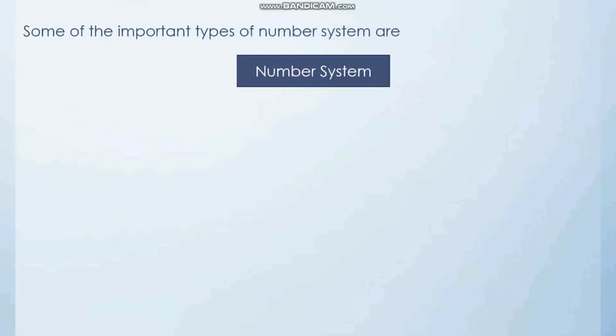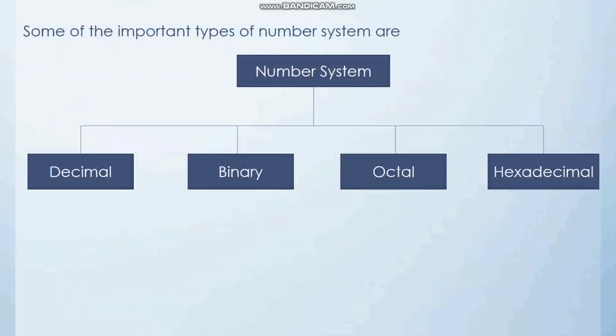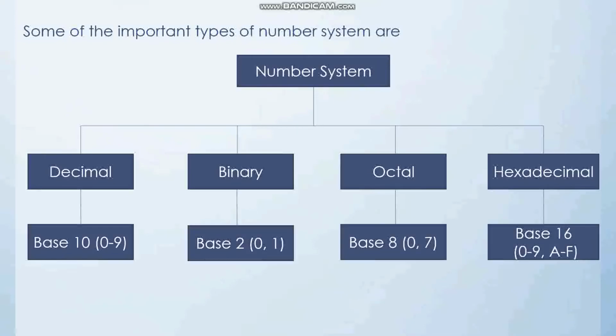Some of the important types of number systems are the decimal, binary, octal, and hexadecimal number systems. In the decimal number system, the base is 10 because the digits are 0 to 9. In binary, there are two digits, 0 and 1, so the base is 2. In octal, the digits are 0 to 7, and the base is 8.